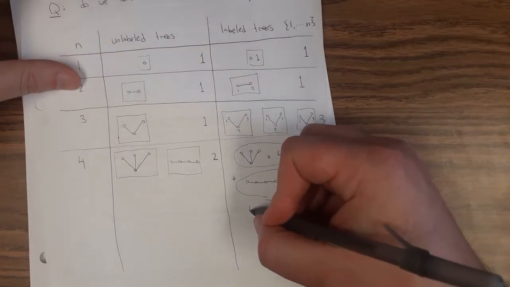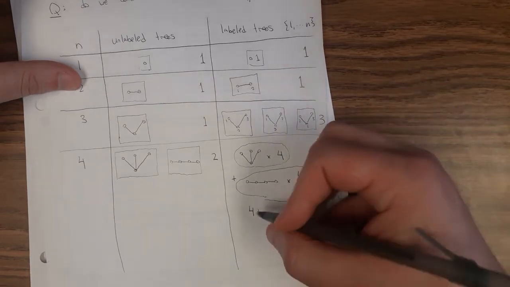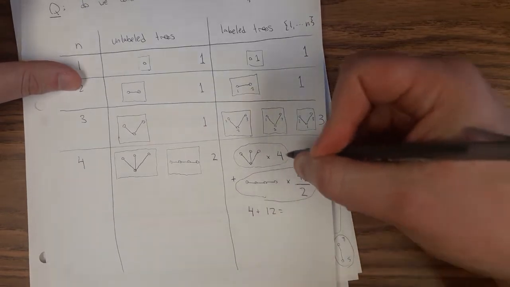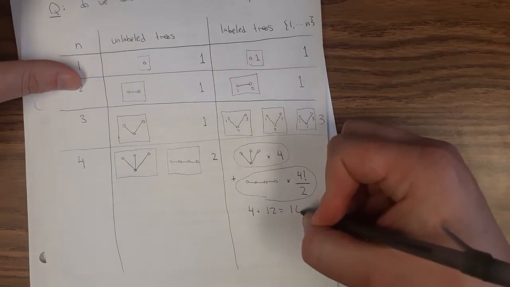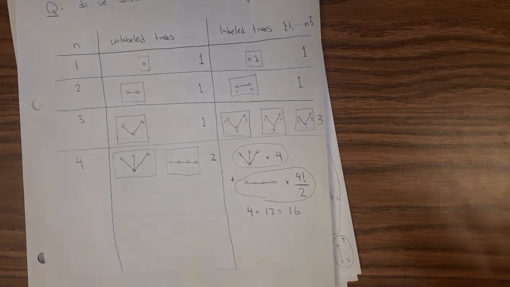What do we get? 4 factorial is 24, so this is 12. So I got 4 plus 12 is 16. There are 16 labeled trees with 4 vertices. Okay. And I won't do n equals 5 for this. It's possible to do n equals 5 using the same type of reasoning, but it gets a bit tedious.